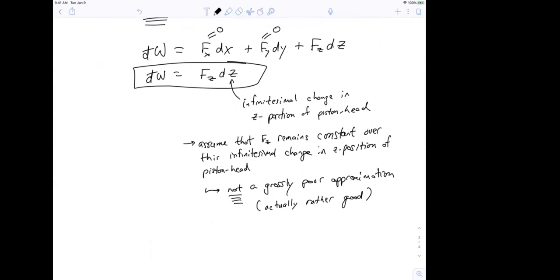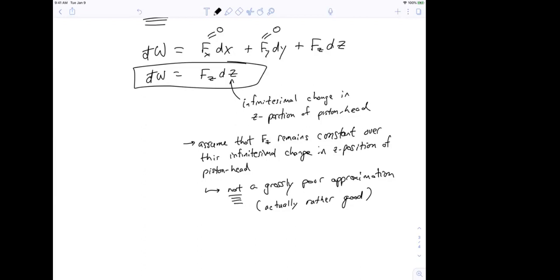And so our expression for the work boiled down to this. So this is the differential amount, or the infinitesimal amount of work that's associated with an infinitesimal change in the Z position of the piston head, and that's labeled as dZ. And Fz is the force in the Z direction. An assumption in this discussion is that Fz remains constant over this infinitesimal change in Z position. Whether this piston head changes really rapidly or very slowly, the assumption here is that the force during this very small change in Z of the piston head is constant.